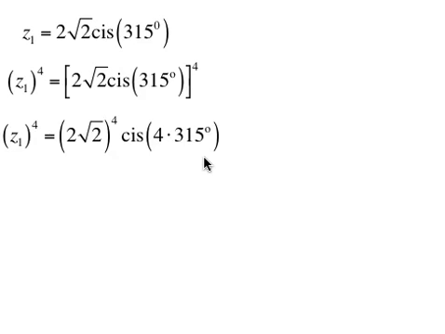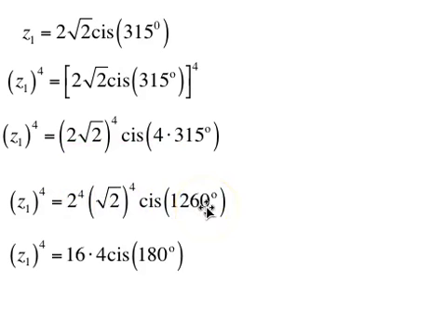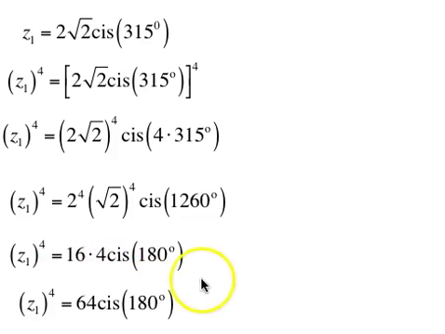What's that going to give us? Cis 1260. So you're going to throw out 360 and throw out another 360. Probably another 360. And what's that going to leave us? 16 times 4. Cis 180. Now, once that's the case, 16 times 4 is 64, cis 180.